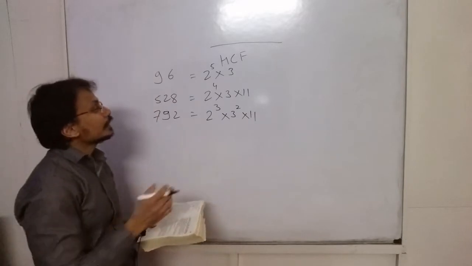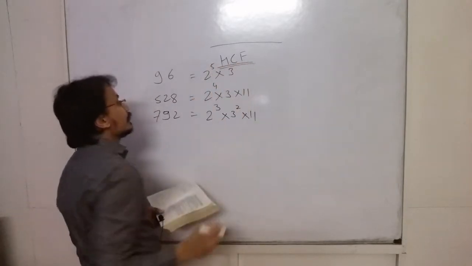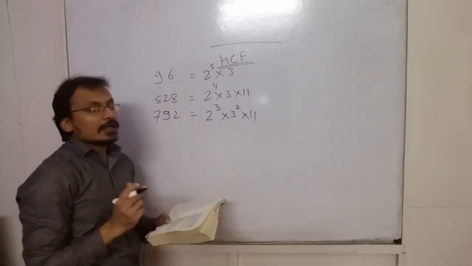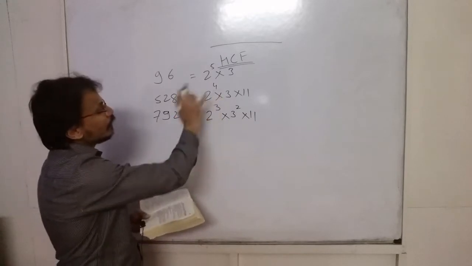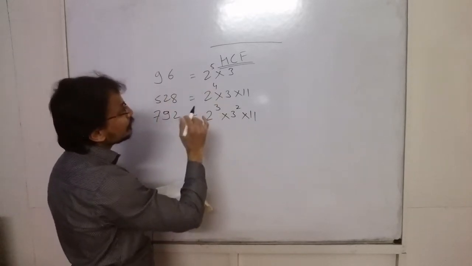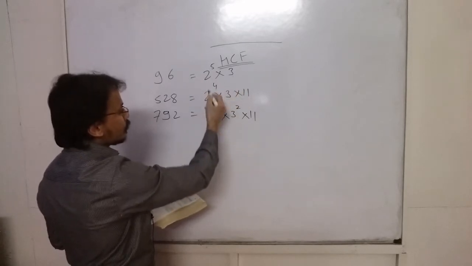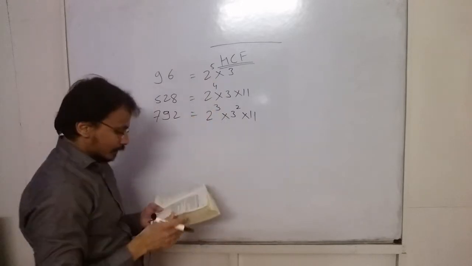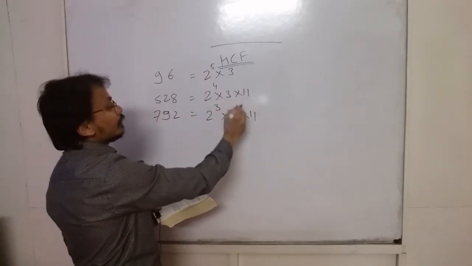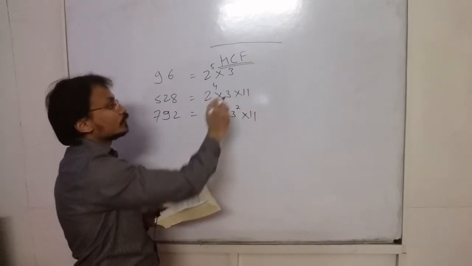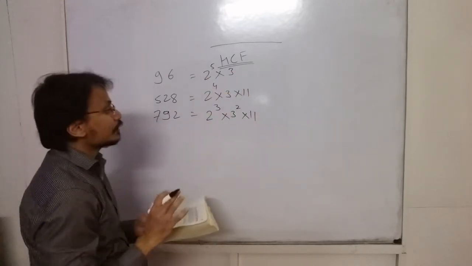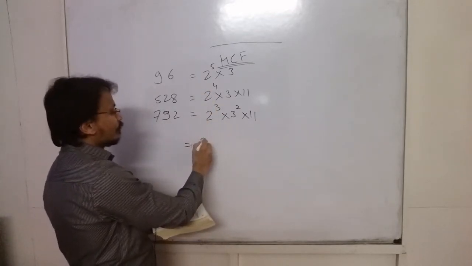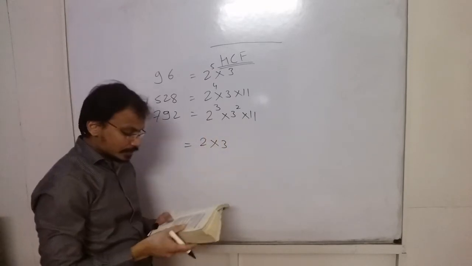Now in order to calculate the HCF, it stands for highest common factor. First of all look at the common factors. See, 2 is common, 3 is common. So 2 and 3 are both common in all these numbers. 11 is there, but 11 is only in these two. 11 is not in 96. So that is why 11 is not common. So I will be writing those common factors first. Common factors 2 into 3. These are the common factors.